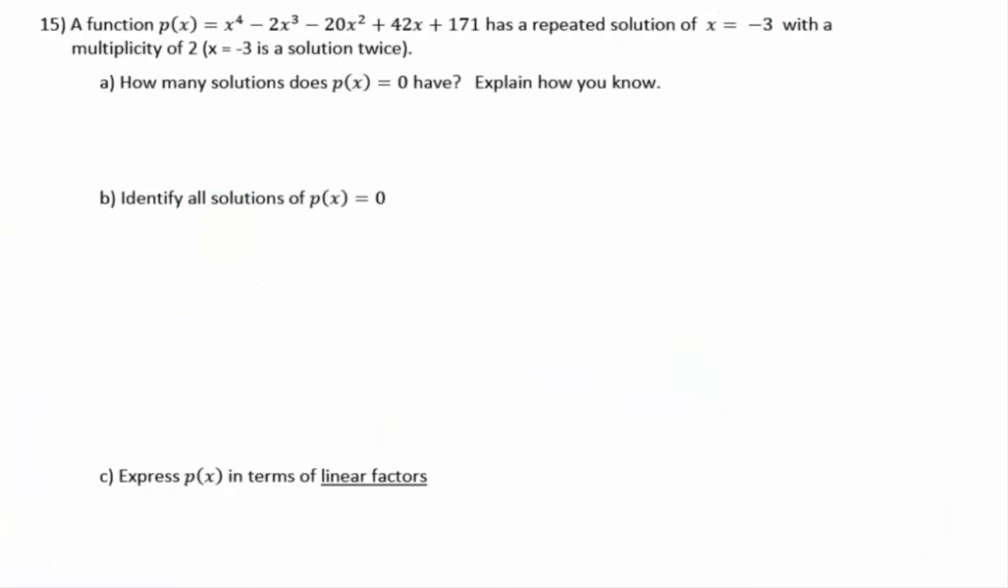All right, last one. A function p of x equals x to the 4th minus 2x to the 3rd minus 20x squared plus 42x plus 171 has a repeated solution of x equals negative 3 with multiplicity of 2. Basically, what that means is, and I put it in parentheses here, x equals negative 3 is a solution twice. So you have x equals negative 3, x equals negative 3. It's a repeated root. So instead of having like negative 3 and 5 or whatever, it's negative 3 and negative 3. There's 2 of them.